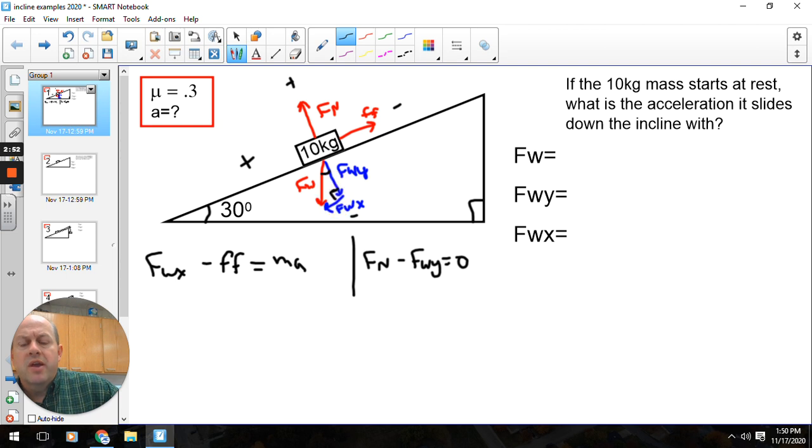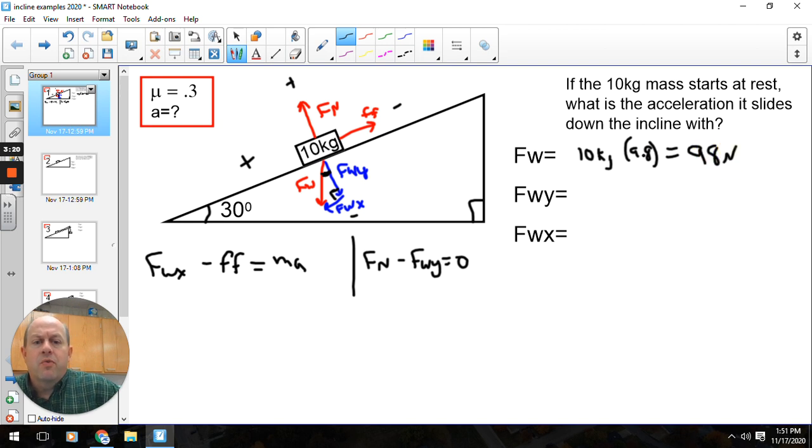So this triangle and our big inclined plane triangle are what's called similar triangles. And so being similar, their angles will be the same. So our 30 degrees is going to be right here. So to get force weight, we would just take mass times gravity. So that would be 10 kilograms times our 9.8 meters per second squared, and that's going to give us 98 newtons.